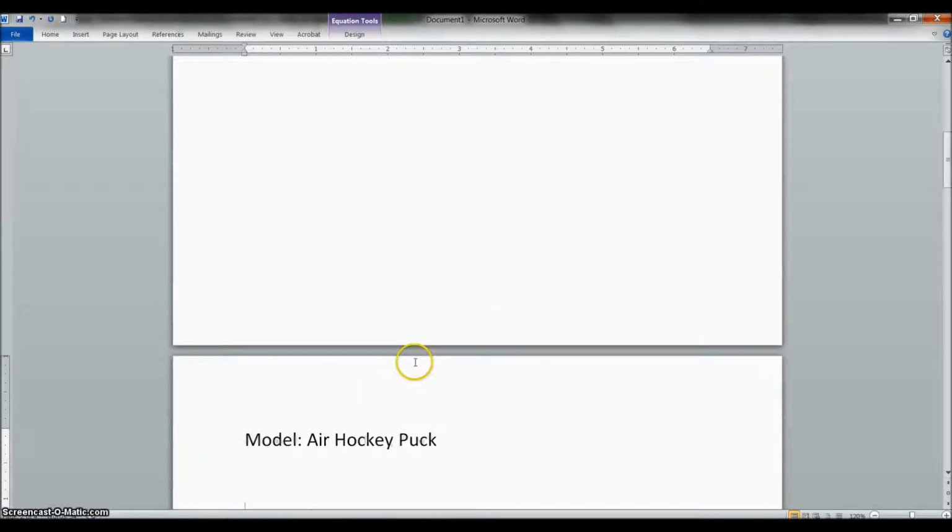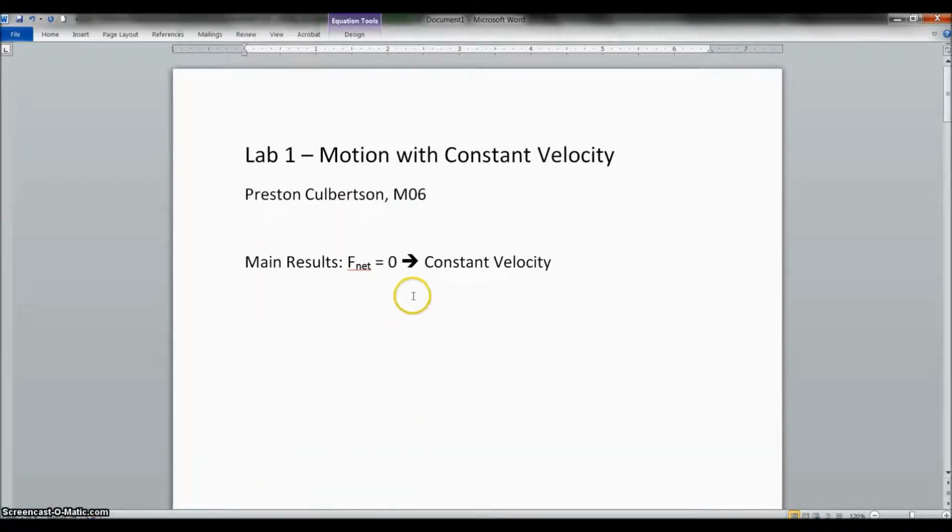So that's the main result for our lab. When F net is equal to 0, we have that constant velocity we're looking for. And when it's not, we get acceleration or change of direction. And that's something that will be covered in later labs.